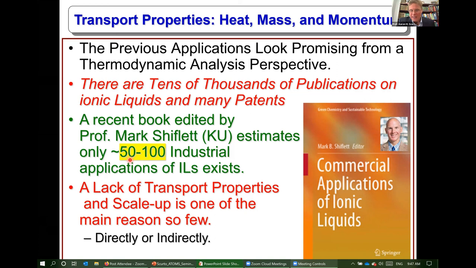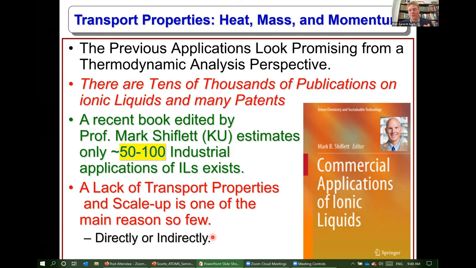But there seems to be a disjoint between tens of thousands of publications and maybe 10 to the second type of applications that are being used industrially. How do we start bridging this gap? What are some of the problems? Well, one of the problems is not having enough transport property data so that design and scale up can be implemented to make these a reality. And this could be indirectly or directly with the ionic liquids.